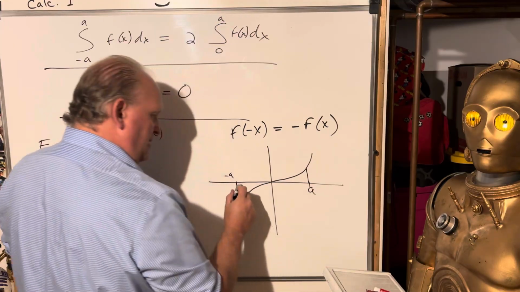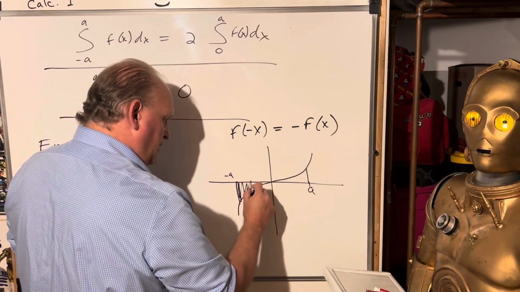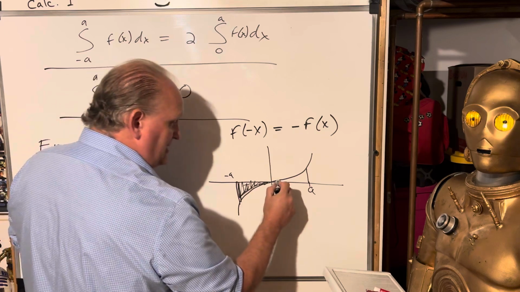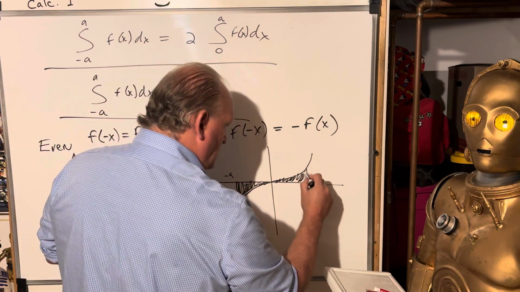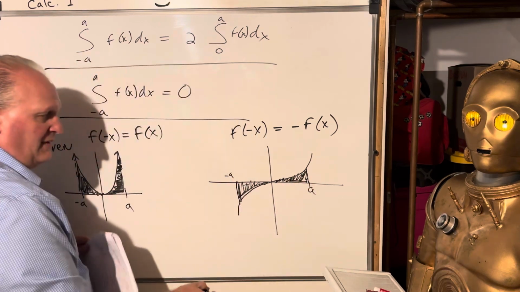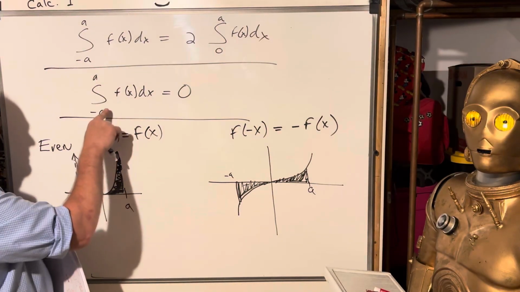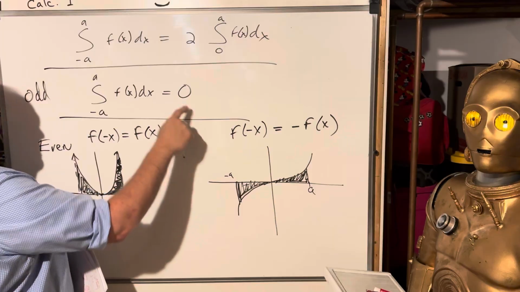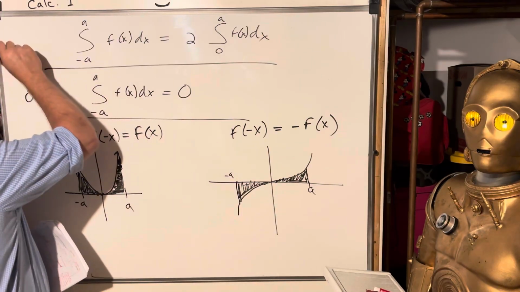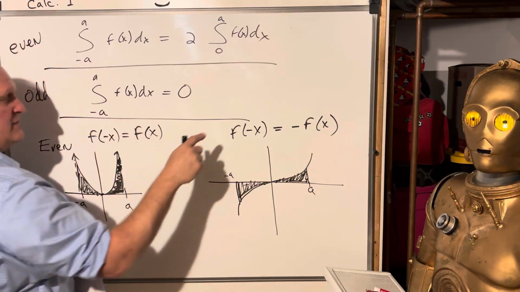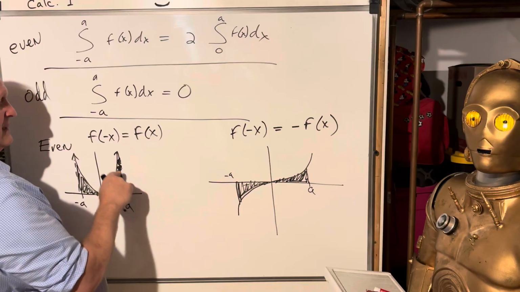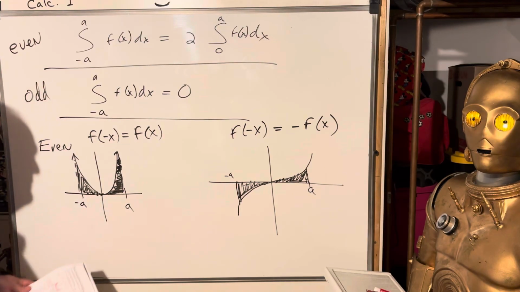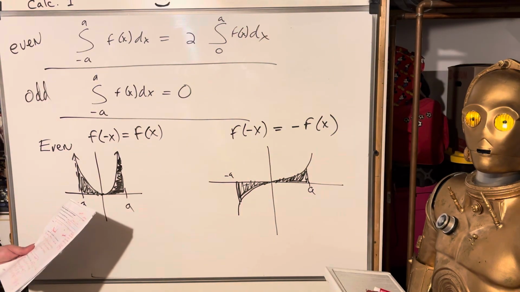from negative a, this amount from here to here is the exact same as this amount from here to here. It's just below the axis instead of above the axis. That's why with odd functions, it's 0 when you go from there to there. With even functions, you could just go from 0 to a and double it, and it would be the same. All right.